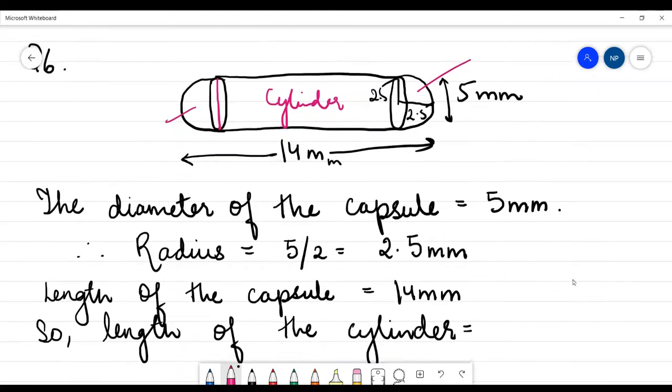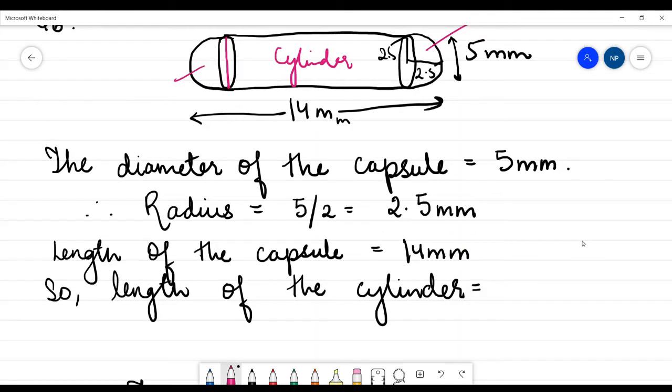So first of all, let us write down what is given in the question. The diameter of the capsule is 5 millimeter. Radius, how will you find out the radius? Diameter divided by 2. That is 5 divided by 2, you will get 2.5 millimeter. Length of the capsule is given as 14 millimeter. So what will be the length of the cylinder? It will be 14 minus the length of the two hemispheres.